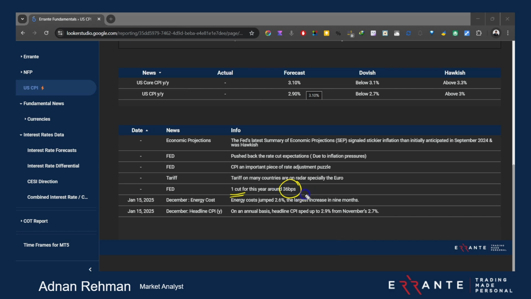Okay, this equates to about one 25 basis point rate cut, and then seven or eight of that little points as well. So what do we know in December? On January 15th, we saw the December print, and we saw energy costs going towards the upside, and the headline CPI also went towards the upside, from 2.7 to 2.9.